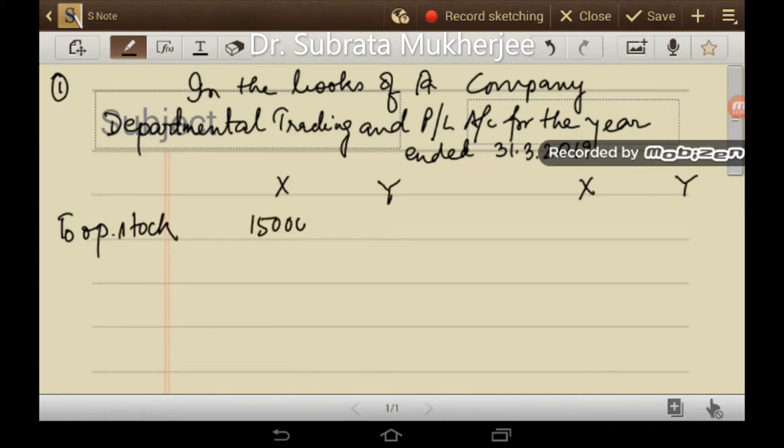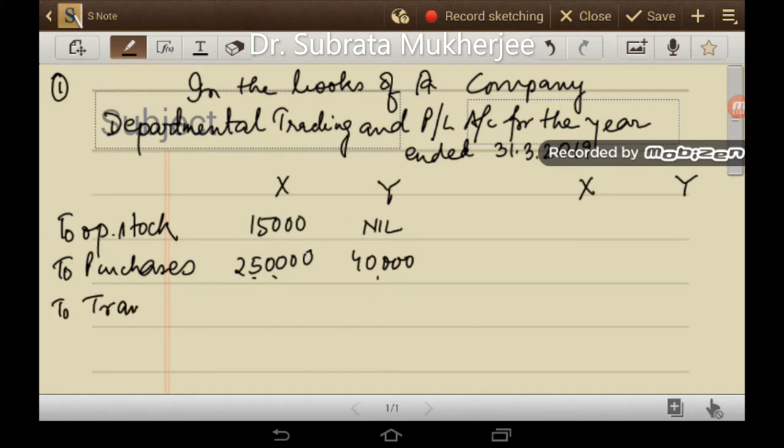15,000 and nil. Then we have purchases 2,50,000 and 40,000. Next is the transfer. So to transfer. In Y there is a purchase, and in X there is a sale. So by transfer and to transfer 40,000.